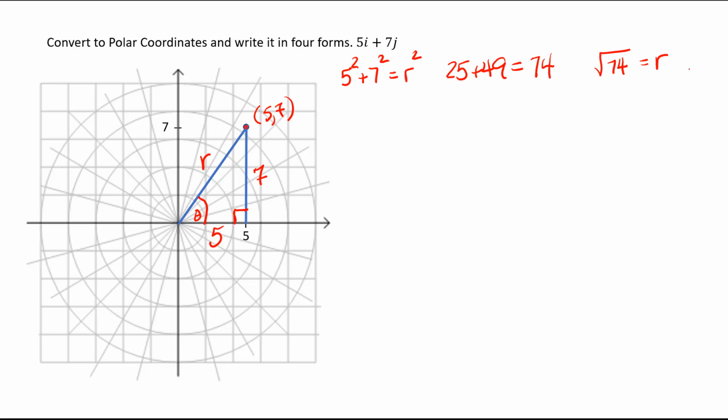And what goes into 74? Anything? Let's see. If you're not sure, you can always do the prime factorization. You've got 74, 2 times 37, and 37 is prime. So, no, there's nothing in there to take out. So, r is the square root of 74. That's real nice. Okay, now we have to find theta.